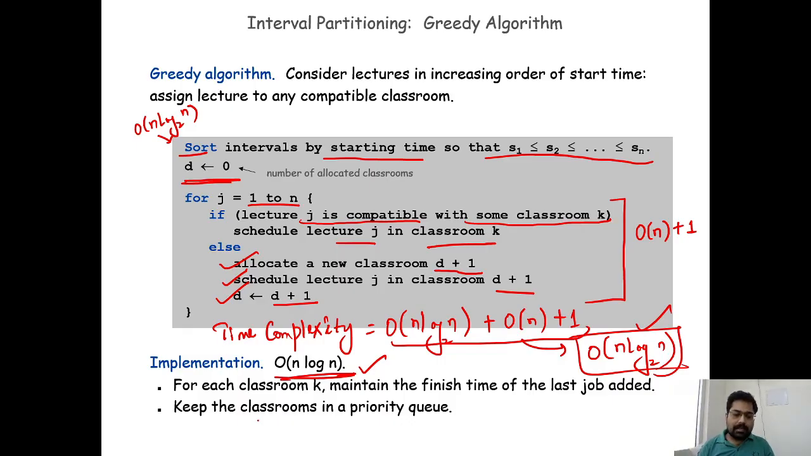It is written that we keep classrooms in a priority queue. Though we are using a priority queue, it is a part of heap sort, so that's why we expect the lower time complexity. So I hope you understood how interval scheduling and interval partitioning work using the greedy algorithm.